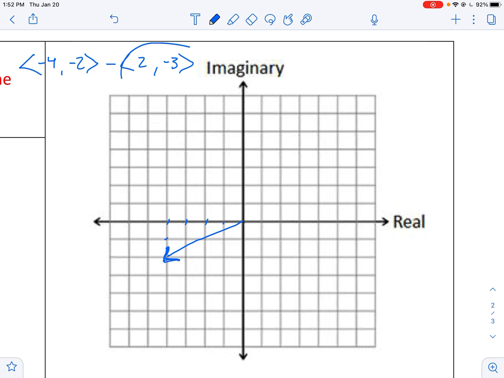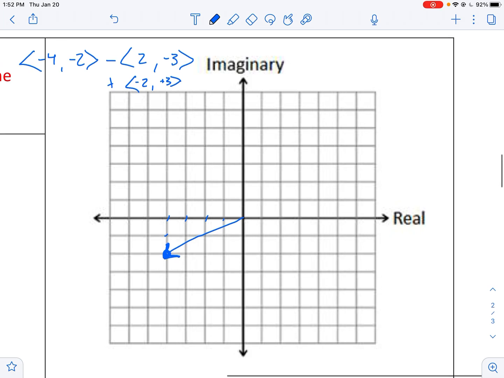And then I'm going to graph my next one, which is 2, negative 3. I'm going to start here at the end, but I'm going to go the opposite of these directions. So it's almost like I'm changing the signs here, like adding the negative version of it. So I'm going to go left 2 and then up 3. So left 2, 1, 2, 3, up 3.